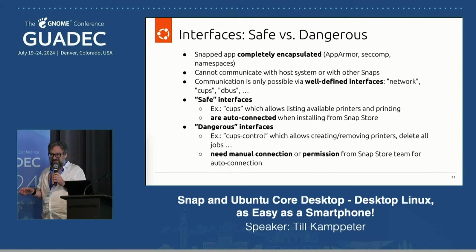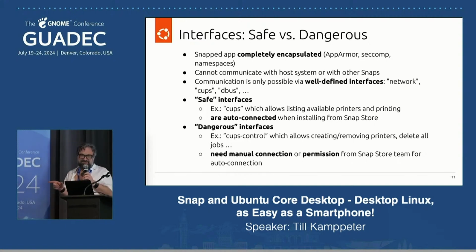And among the interfaces, there are some that are not very dangerous when one connects them. For example, the cups interface. With this, you can send print jobs to cups, you can pull the list of available printers from cups, but you cannot delete cups queues or so. And so this is a harmless, safe interface. So if you upload the snap to the Snap Store and someone downloads it and it connects to the cups interface, this interface is auto-connected.